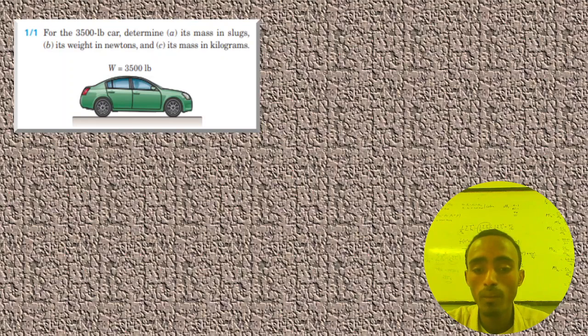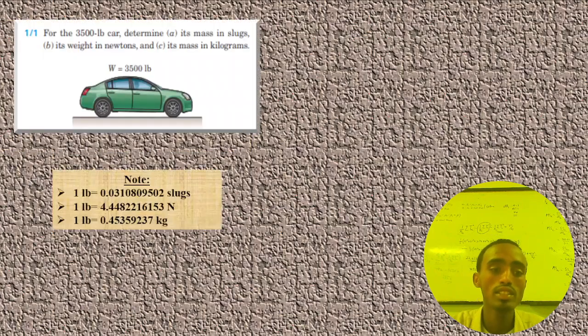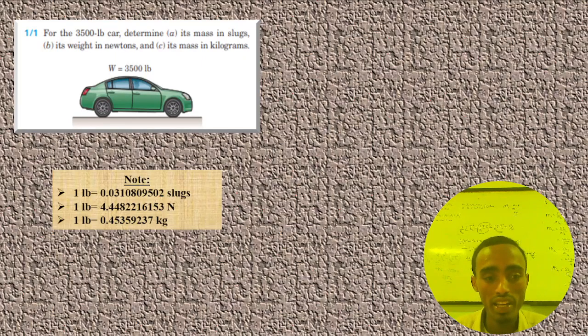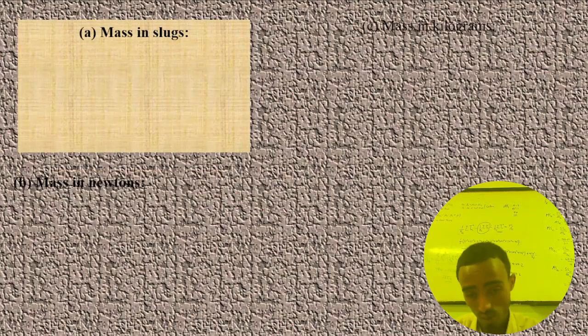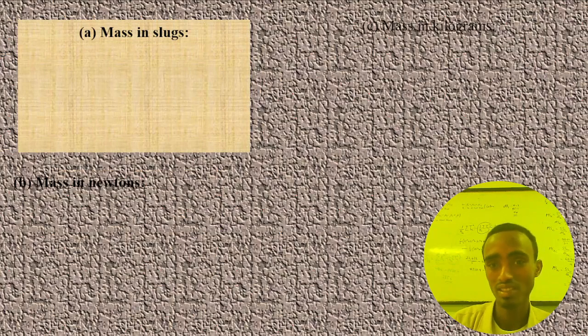Before doing this question, we must know the conversion factors between pounds and slugs, pounds and newtons, and pounds and kilograms. As you can see here, the conversion factor between pounds and slugs is 1 pound equal to 0.031 something slug. The conversion factor between pound and newton is 1 pound equal to 4.48 something newton. The conversion factor between 1 pound and kilogram is 1 pound equal to 0.04535 something kilogram. After this, we can simply convert 3,500 pounds into slugs, newtons, and kilograms.